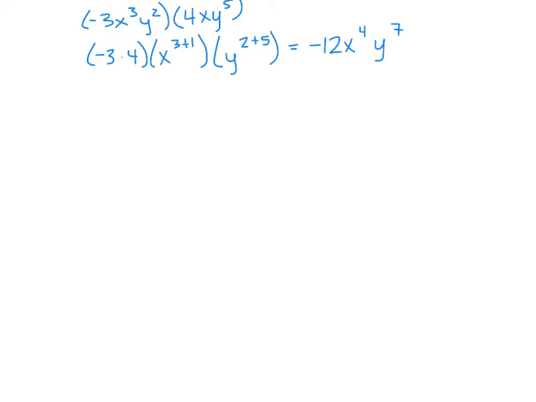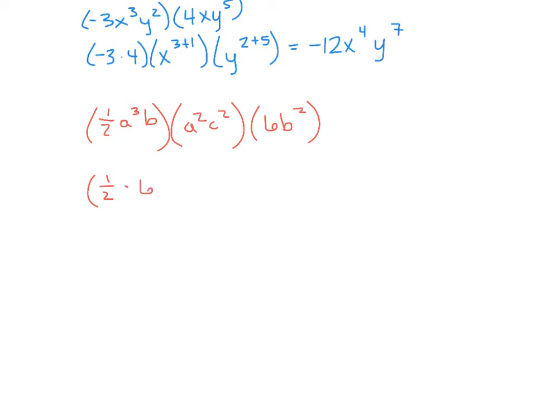We have one more. It's a little bit longer. It's 1/2 a cubed b times a squared c squared times 6b squared. So this has 3 terms that we're multiplying by, but you do the same thing. So we take our whole numbers, or our constants, half is a constant, so we're going to bring that down, times 6. The second term doesn't have a constant.